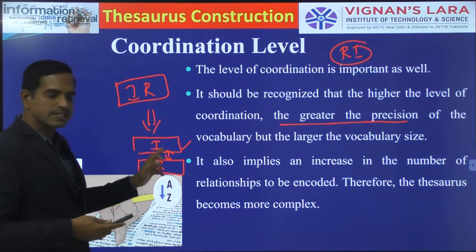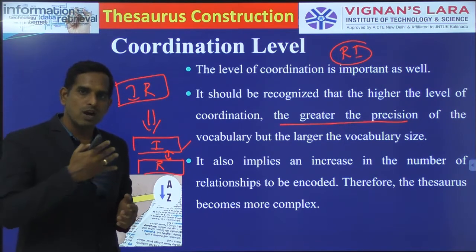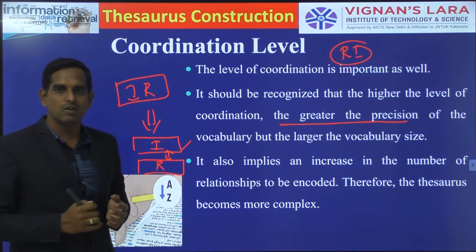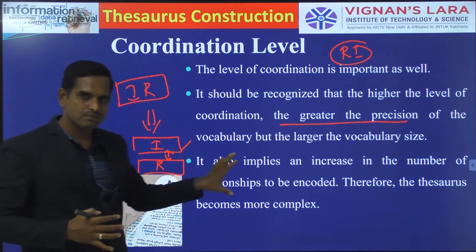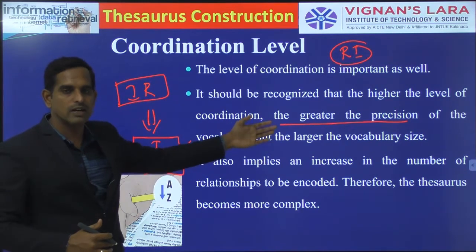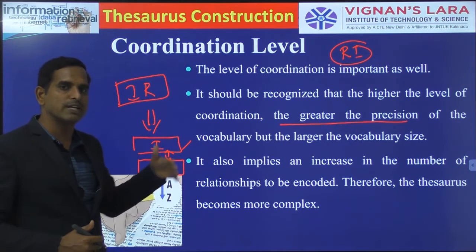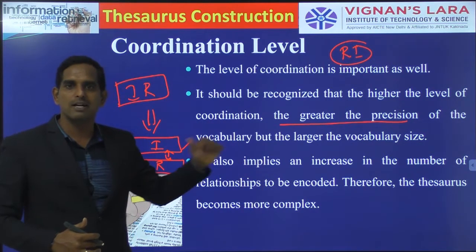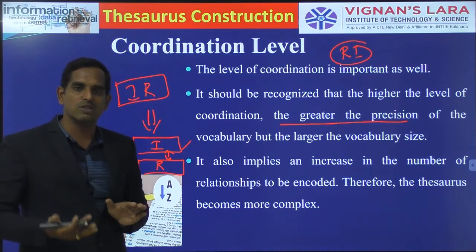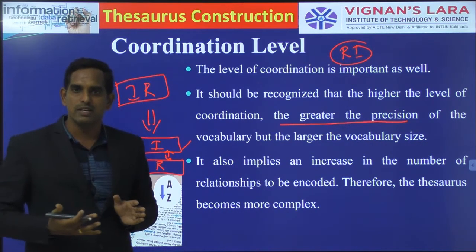Here, you are forming terms. As you form more terms in your vocabulary, you have to form the relationships between the terms in the vocabulary as well. So that is the advantage of having a high level of coordination. When you have a high level of coordination, you will get precise results, but the number of terms in the vocabulary rises. As the number of terms in the vocabulary rises, the relationships between the terms also have to be increased.